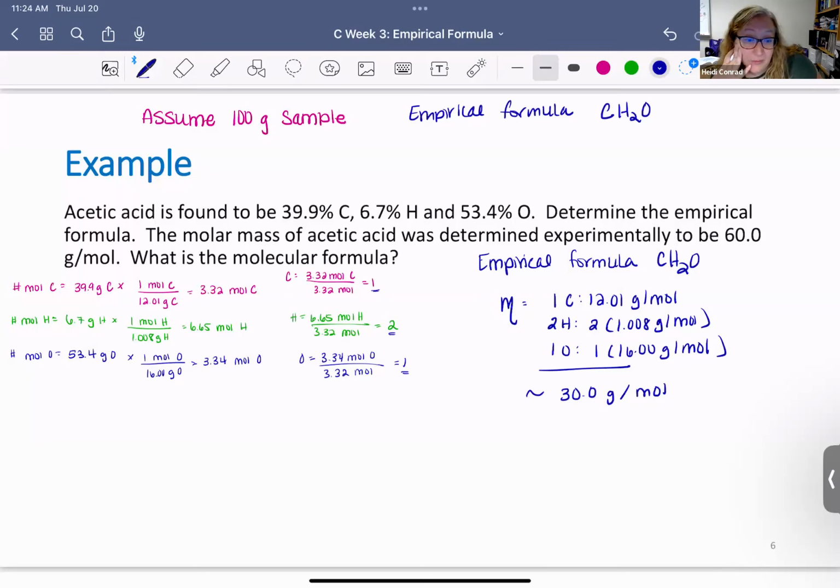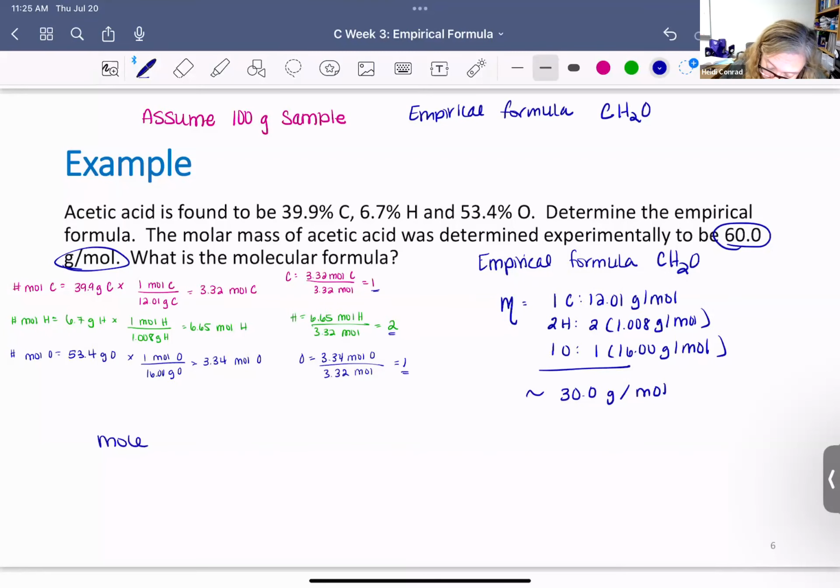I know the empirical formula weighs about 30 grams per mole, but I know that the compound says experimentally it actually weighs 60 grams per mole. This comes back to, we talked about it, I think it was chapter 2, the compounds always being in the same ratio. So it'll be a multiple of this. If the empirical formula is CH2O, its molar mass is 30 grams per mole, then its molecular formula will be a multiple of that ratio, because it's always going to be in the ratio 1 carbon to 2 hydrogen to 1 oxygen.